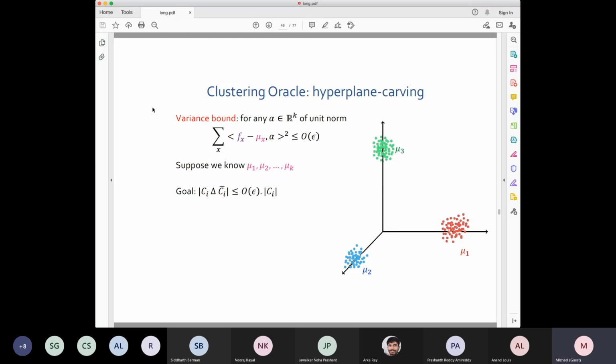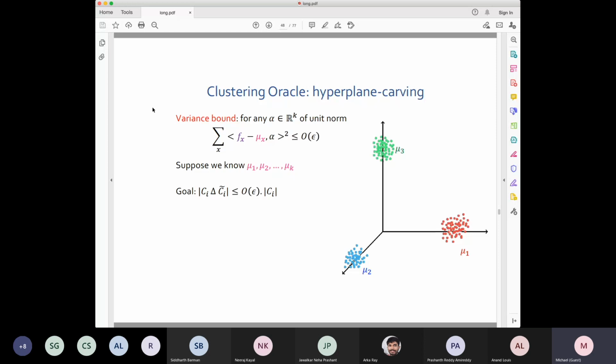Equipped with these facts about k-clusterable graphs, which quantify the concentration of vertices around their corresponding cluster centers, let's design a clustering algorithm. Let us assume that we know the cluster centers, mu1, mu2, up to mu k. In reality, we don't, but we will guess them later. This is why we get an exponential dependence in the runtime on k: we enumerate over all the possible cluster centers.